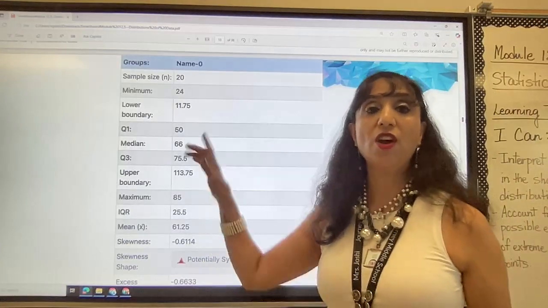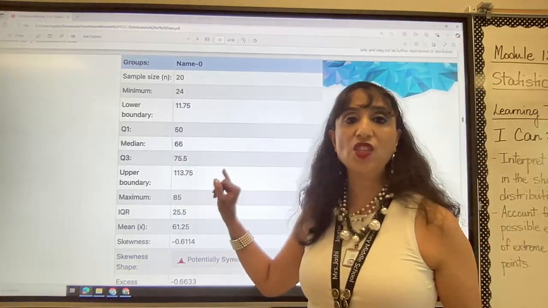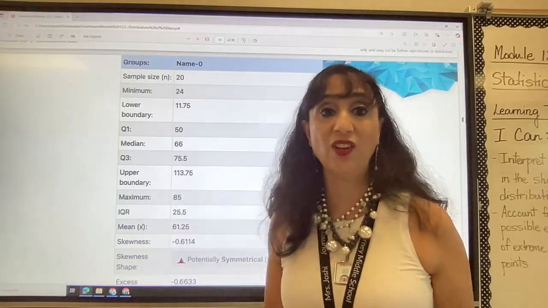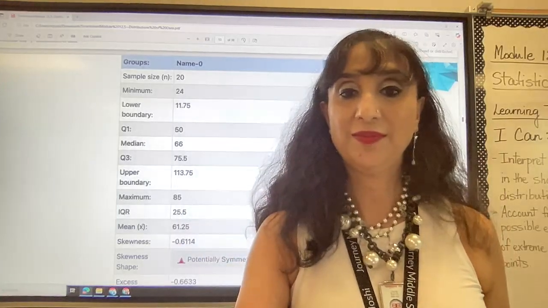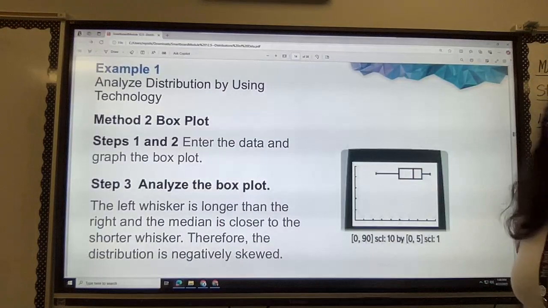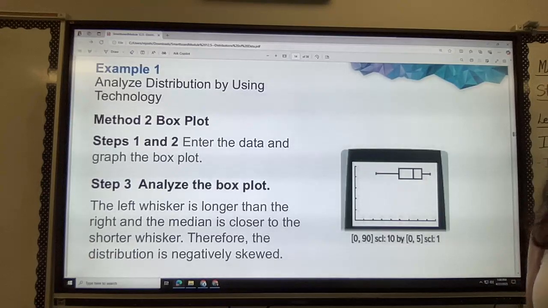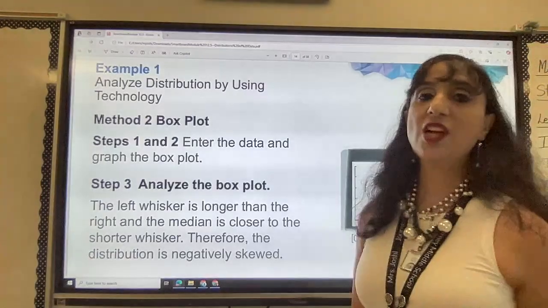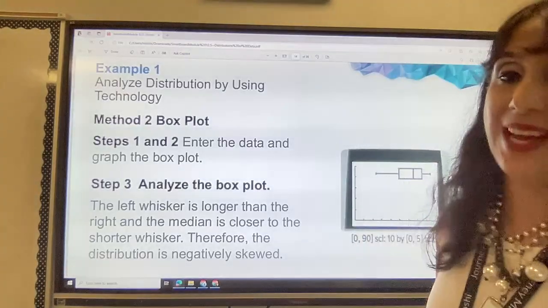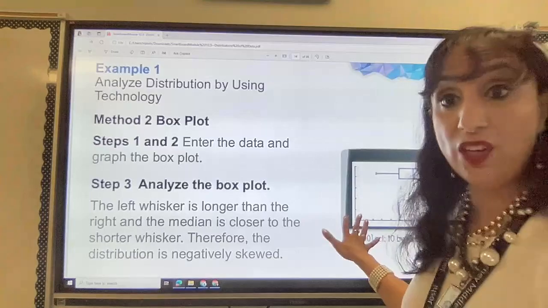It's telling you what your first quartile is, what your median is, what your third quartile is, what your upper boundary is, what your lower boundary is. Everything is provided. So it's doing all that calculation for me. And then if you had used a scientific calculator, you can see you've got the same box plot drawn out. So you're entering the data and graphing the box plot. As you can see, the left whisker is longer than the right, and the median is closer to the shorter whisker. Therefore, the distribution is negatively skewed. So everything that I just showed you on that website can be done on the graphing calculator also.